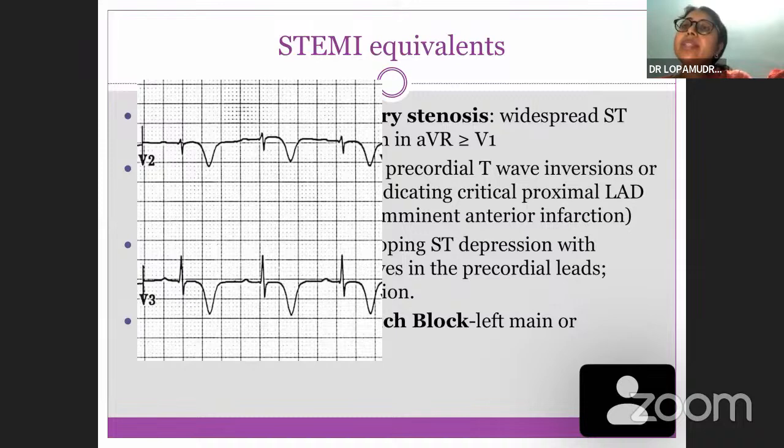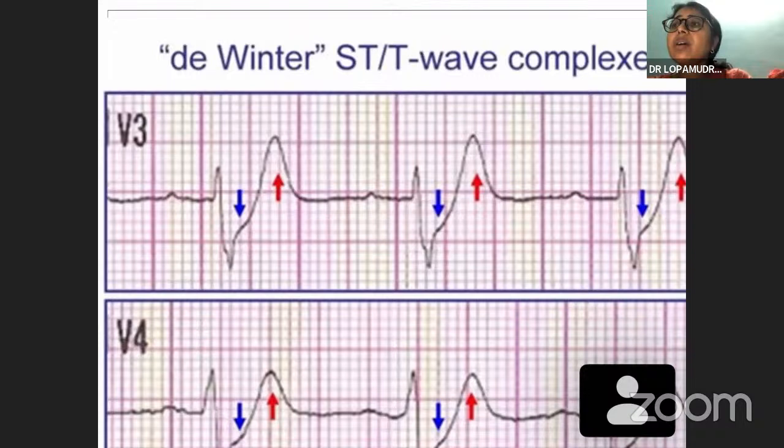And also we can have a de Winter sign, where there will be upsloping ST depression with tall T waves. So these are the scenarios where ST elevation is not present, but it is actually STEMI. And also a new onset LBBB is considered to be a case of STEMI. So here we can see upsloping ST depression with tall T wave. So it indicates a de Winter sign.